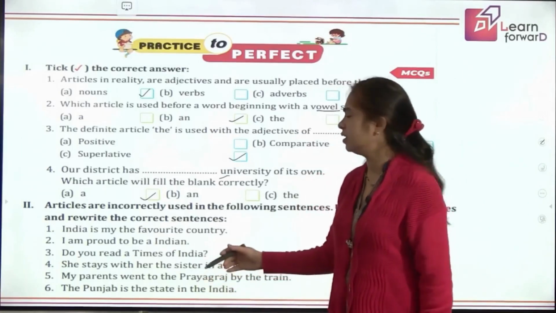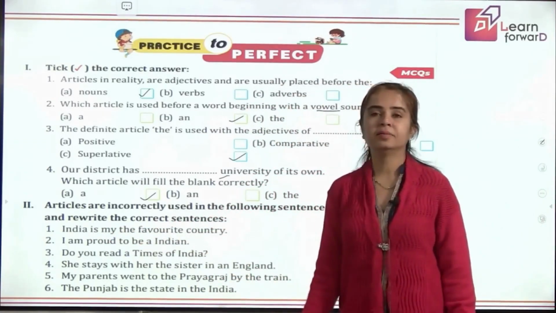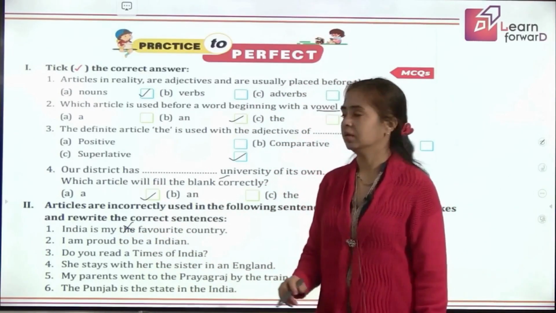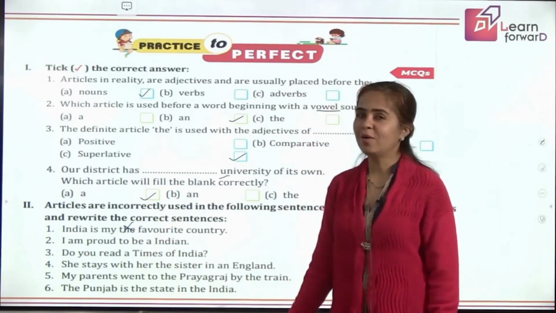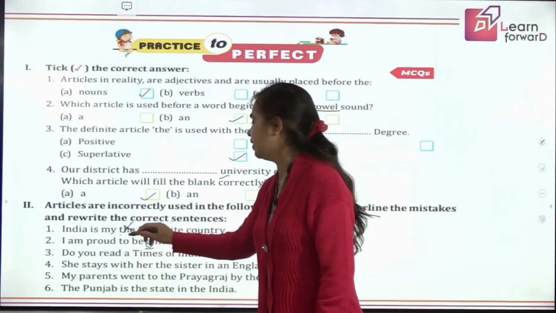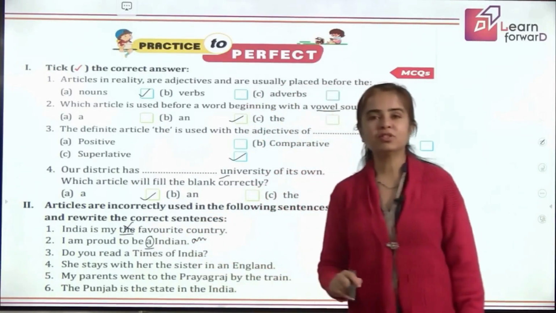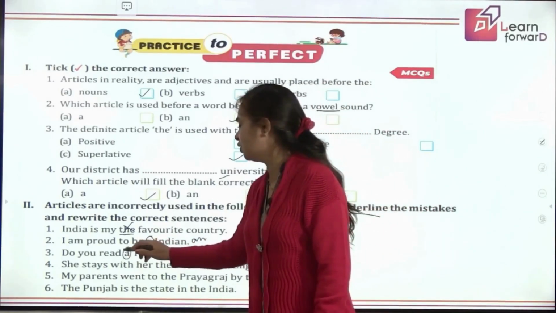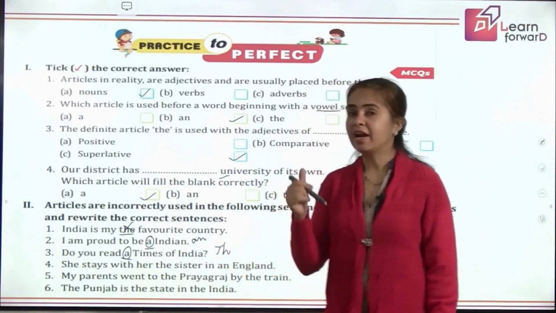So, what's the error in the first one? Let's see. India is the my favorite country. My is already there. We will not use the article the here. Next, I am proud to be a Indian. What sound are you getting here? Yes, so this will be underlined and we will use an Indian. Do you read the Times of India? This is the name of a newspaper. So we will not use a. What will you use? The, right? So that way you have to make corrections.